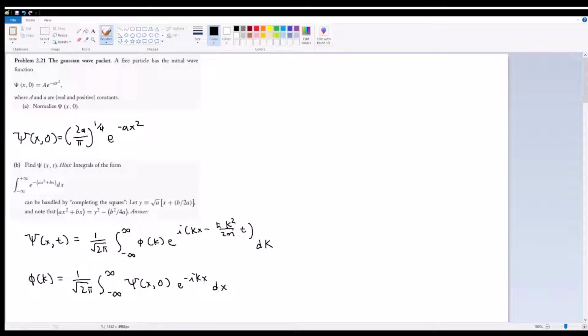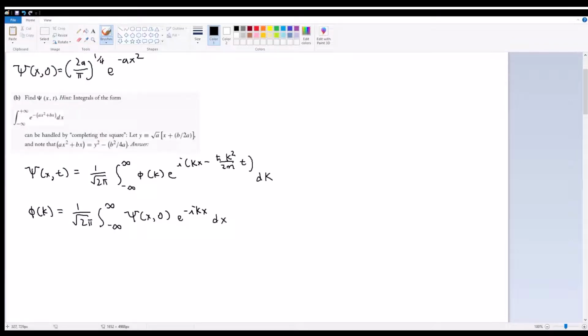And now, for the first part of part B, we are going to plug psi of x comma 0 in and solve for phi of k. So what is this going to equal? This is going to equal 1 over square root of 2 pi, and then we have this normalization factor of 2a over pi to the power of 1/4 at the front, and then we're multiplying by the integral from negative infinity to positive infinity of e to the negative ax squared times e to the negative ikx dx.